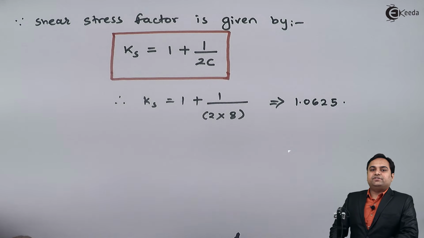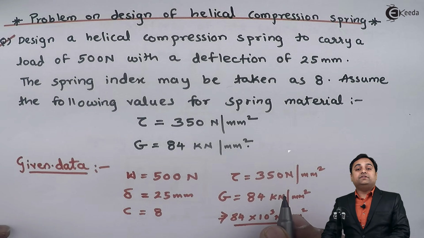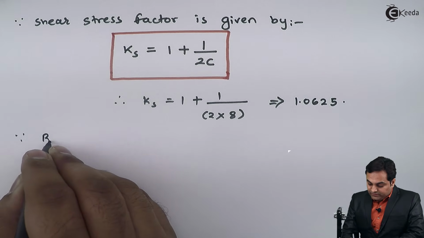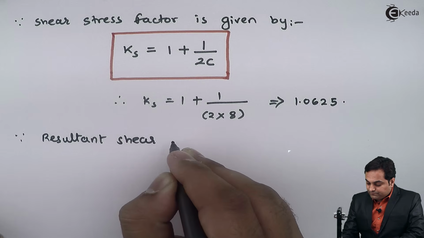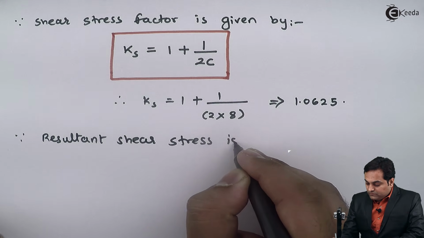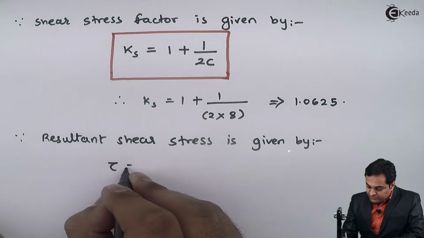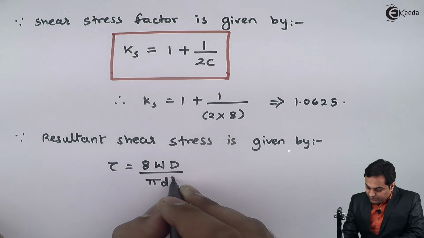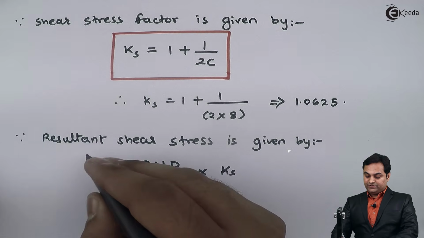Now after getting the shear stress factor, I can use the formula of resultant shear stress, because this tau value which they have given in the problem, it is the resultant shear stress. So I'll write down, since resultant shear stress is given by, the formula is tau is equal to 8WD upon pi d cube multiplied by Ks. This is the formula of resultant shear stress.